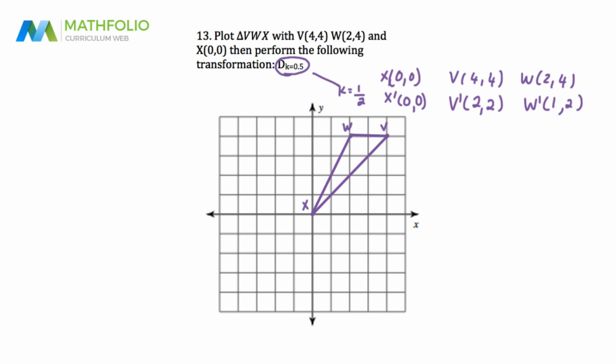So now what we're going to do is plot these 3 new points, these primes. X prime is at 0, 0, same location. V prime is at 2, 2. And W prime is at 1, 2. And we should join them up because we started with a triangle and our image is also going to be a triangle. And so this is the answer for question number 13.